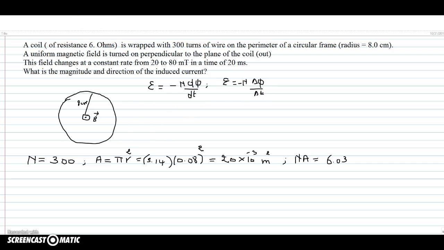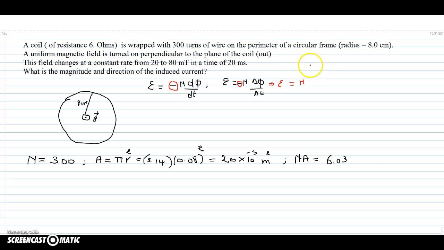Now we explained in the lecture several times that this negative sign is actually Lenz's law. We have a way to figure out the direction of the current. So let's take care of the magnitude first. In this equation, the EMF is just N delta phi over delta t, and we drop the negative sign.